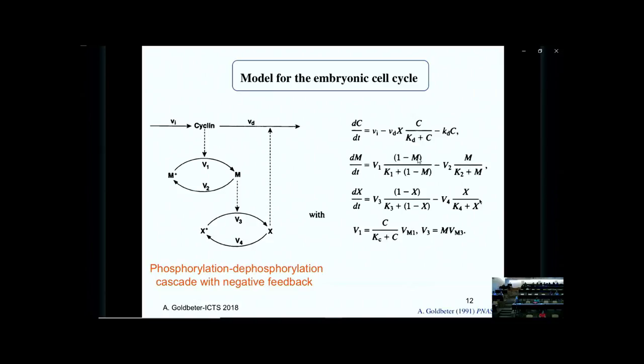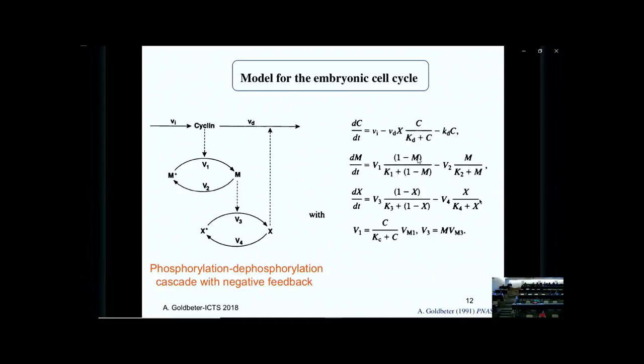So how can this system produce oscillations? Because it has negative feedback. Negative feedback is built into the structure of the system. Cyclin accumulation leads to M activation. This leads to protease activation, which degrades cyclin. So this is the negative feedback.